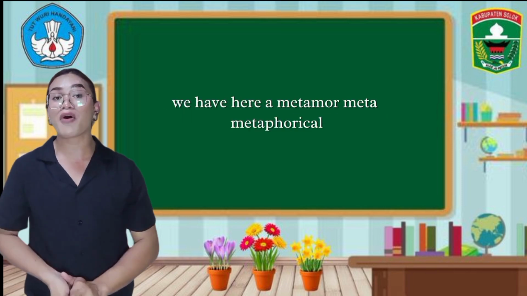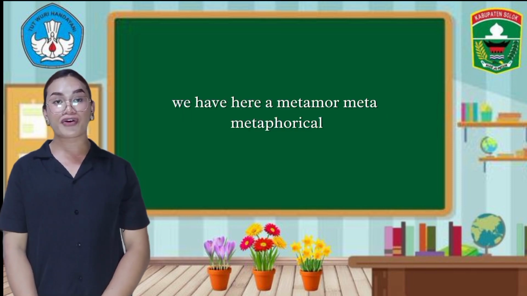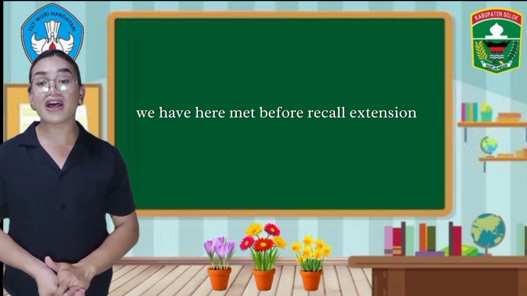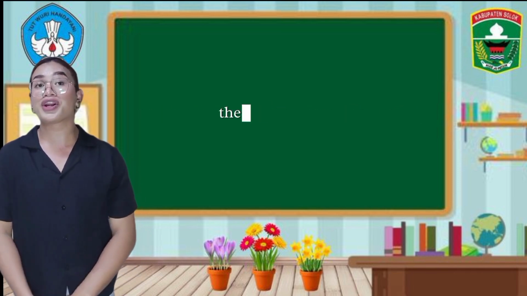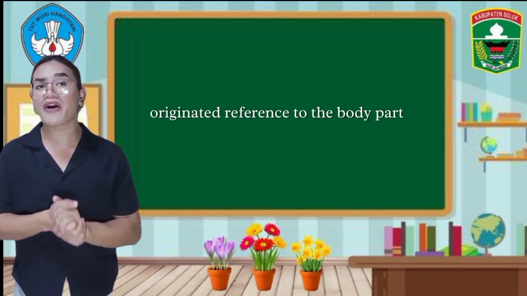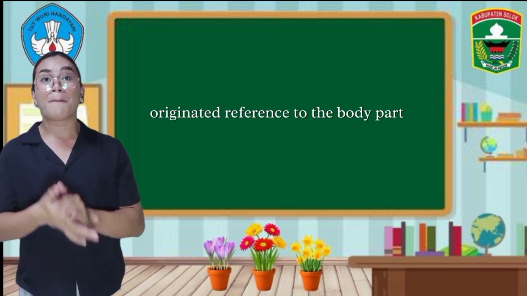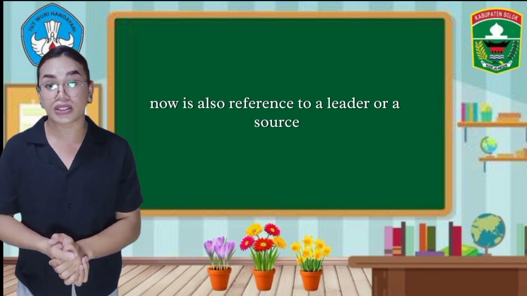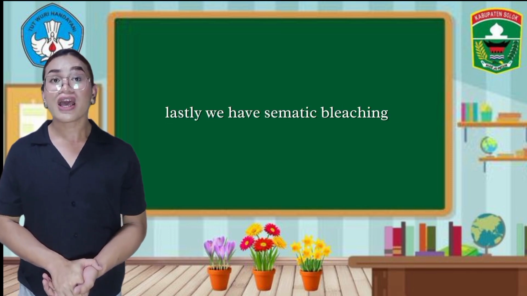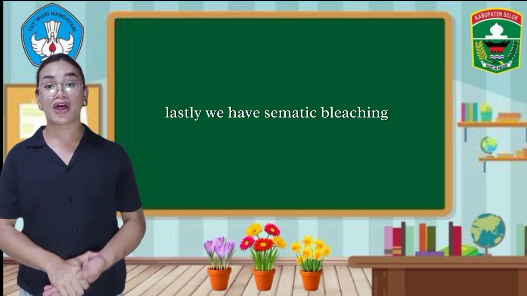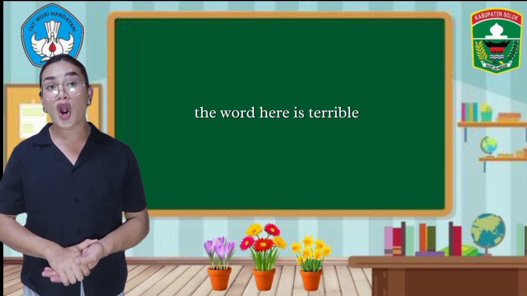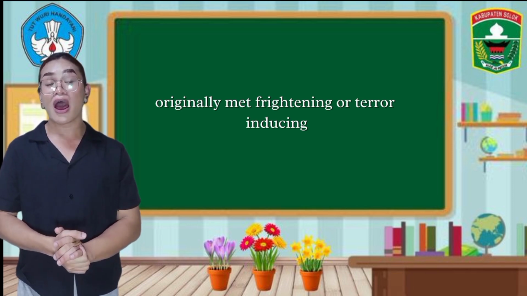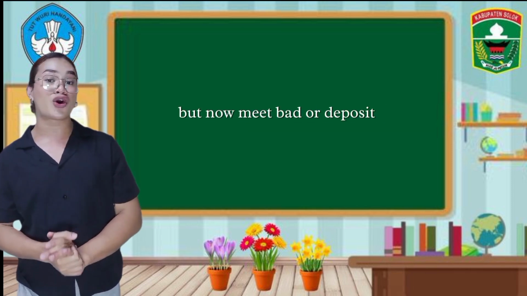We have here metaphorical extension. The word here is head. Originally referred to the body part, but now it also refers to a leader or a source. Lastly, we have semantic bleaching. The word here is terrible. Originally meant frightening or terror-inducing, but now means bad or unpleasant.